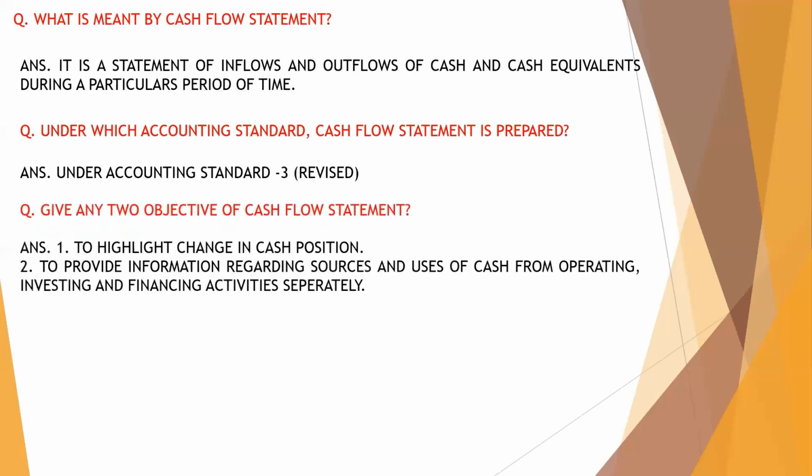The two objective of cash flow statement is that it highlights the change in cash position, and it also provides information regarding sources from where we have got the cash and application of cash, that where we are using it under various head, that is operating, investing, and financing activities.